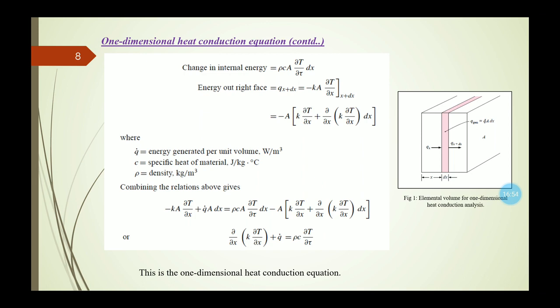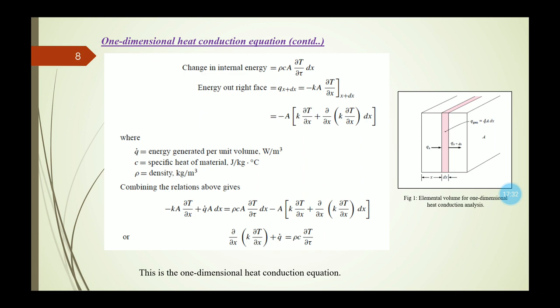So if we put all those equations into our energy balance equation, then after two or three steps, we will get the final equation like this: del del x of k dT dx plus q dot, which is the energy generated per unit volume, equals rho c into del T del t. So this is the final version of the one-dimensional heat conduction equation.